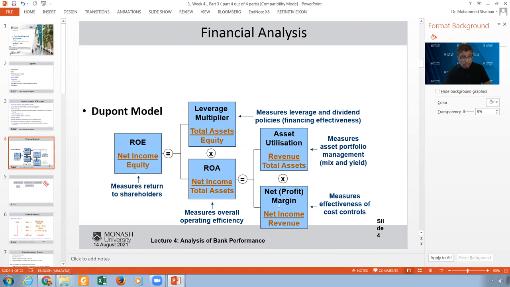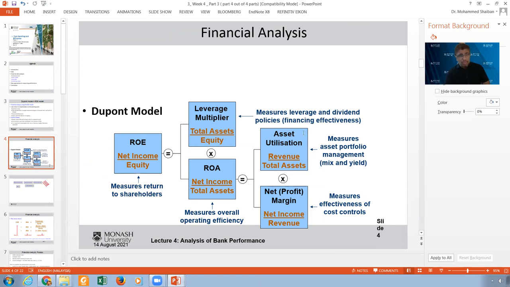Now, when we come here, before we go to the tax, and after we finish the non-interest income and non-interest expenses, we are coming to the net profit margin. Net profit margin is decreased by the admin expenses.